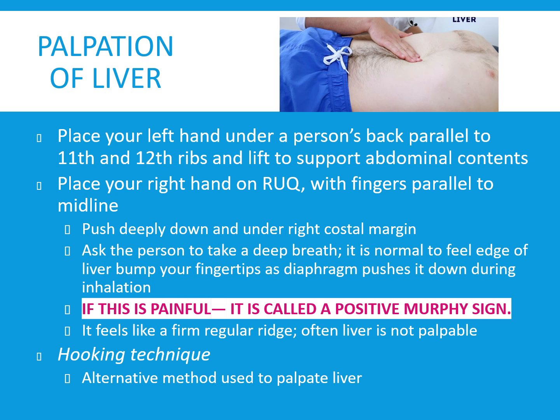And now we're going to do the Murphy sign. We have the patient take a deep breath in while we're pushing up underneath their rib cage here. And when they have pain when they breathe in, that's called a positive Murphy sign. It's indicative of some inflammation in that area.